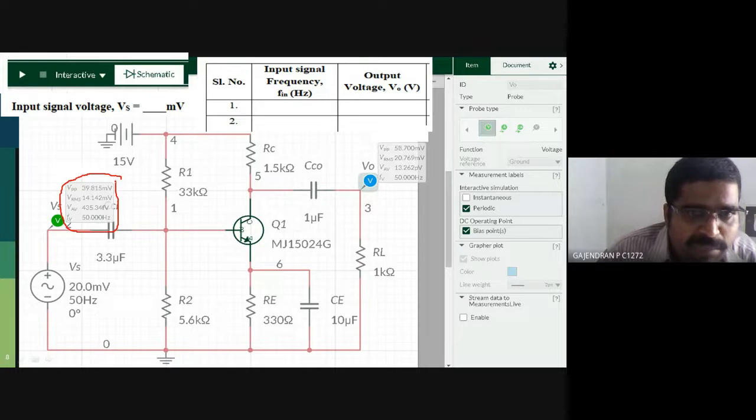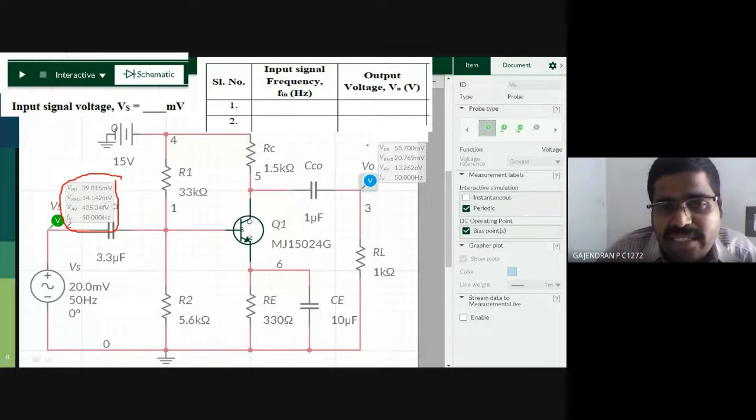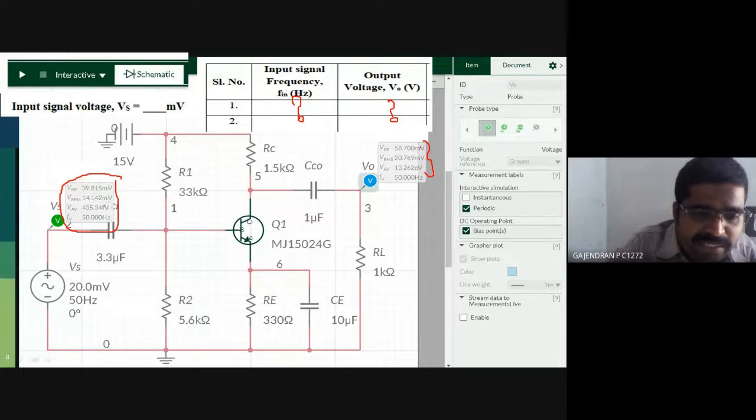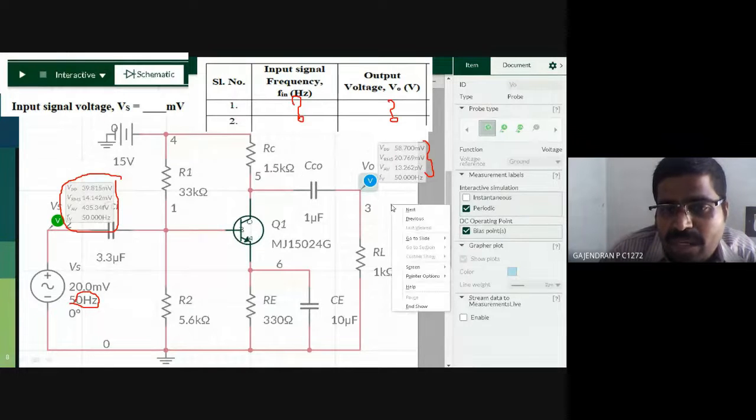The measurement label: RMS, then average, and the frequency. Listen, I need to write the frequency value and the output voltage. Here I am having too many parameters. Am I correct, sir? Here it is simple. Frequency is available here. Out of these 3 readings, what do you need to take?